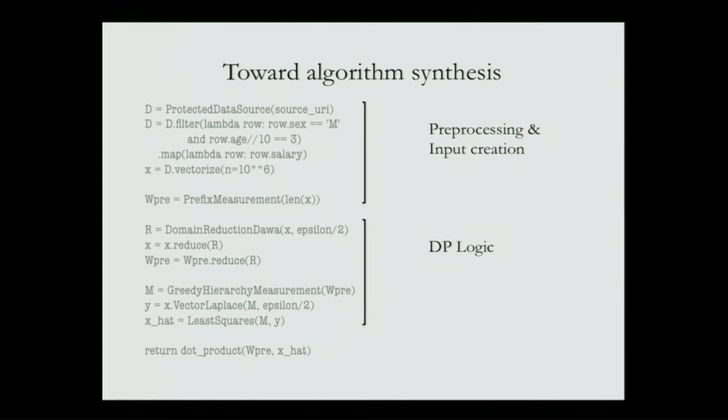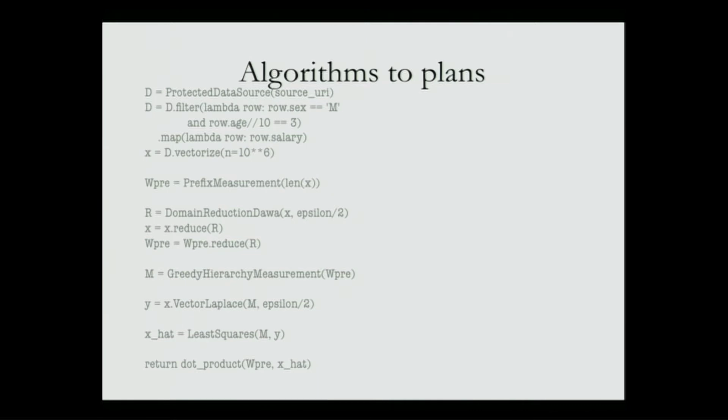that in most of these algorithms, the access to the input, the pre-processing, and the input creation is muddled up with the DP logic itself. Ideally, they should be isolated in two different places, right? But if you think about these algorithms, you can break them up into small, higher-level plans over operators. The first part is data transformation.